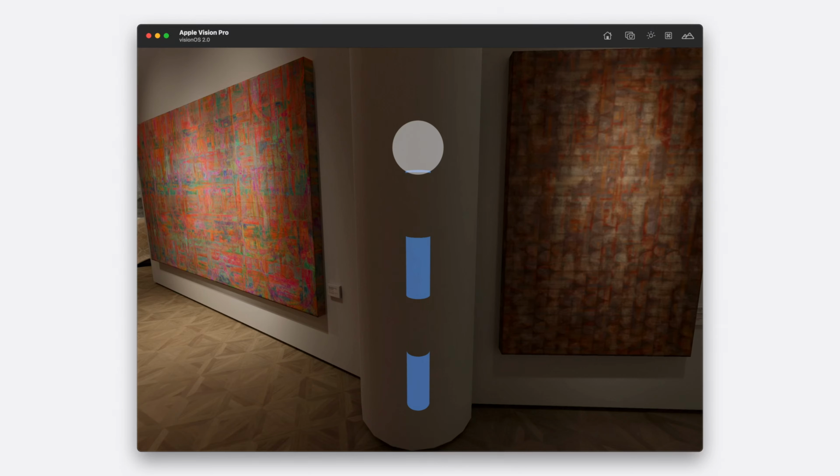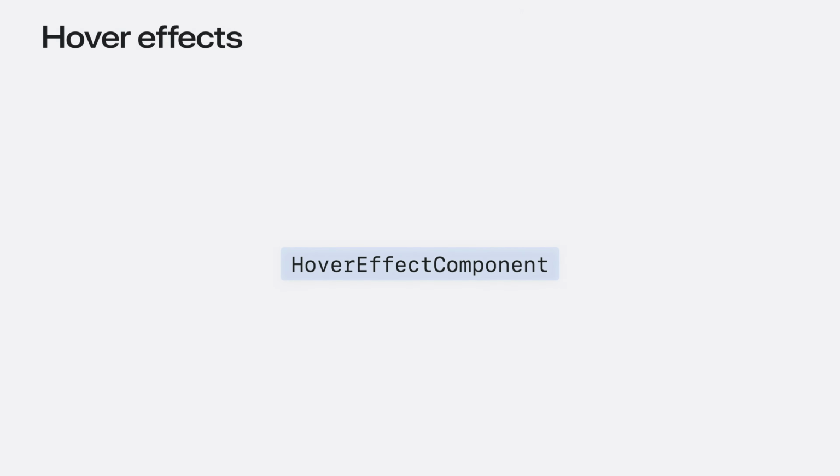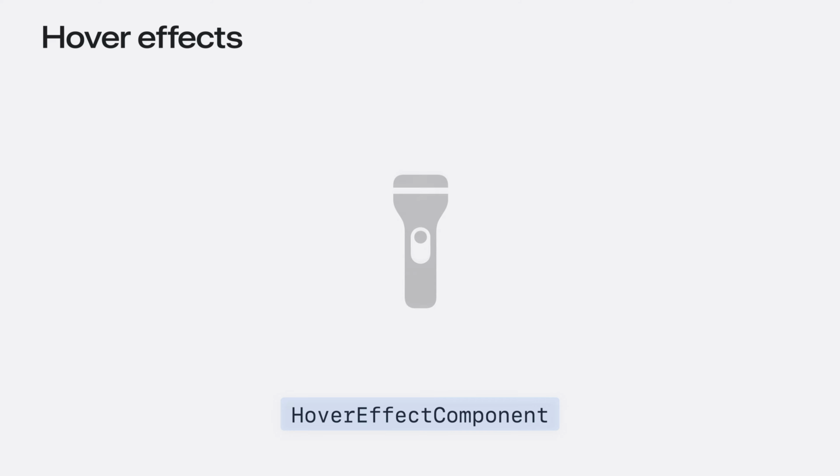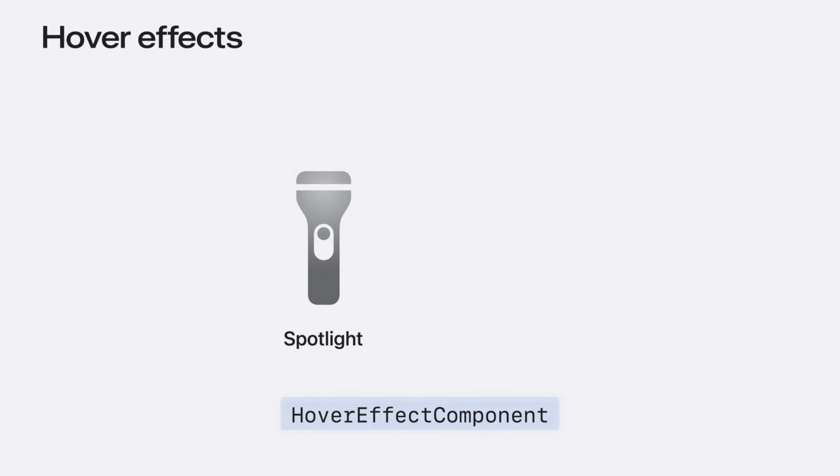Next, let's talk about the canvas handle. I'd like to call out one detail. When you gaze at the handle, there's a blue highlight effect. On visionOS, the hover effect component adds a visual effect when you gaze at RealityKit content. In visionOS 1.0, hover effect component uses a default spotlight effect. This year, we are introducing two more types of hover effects to hover effect component.